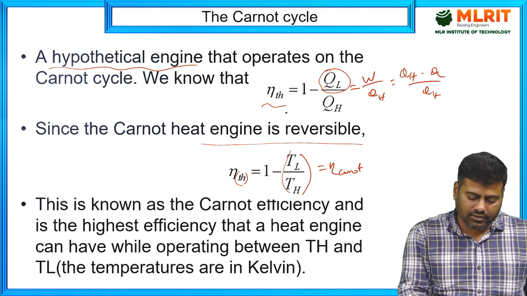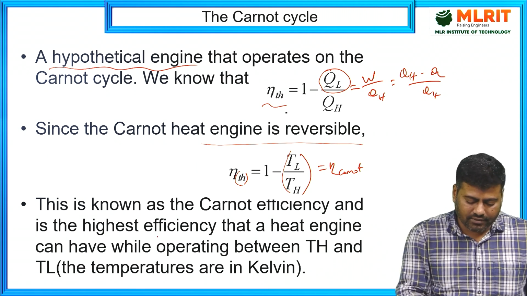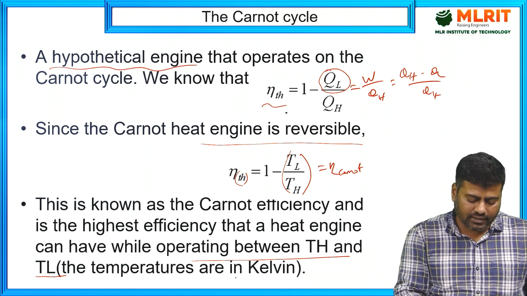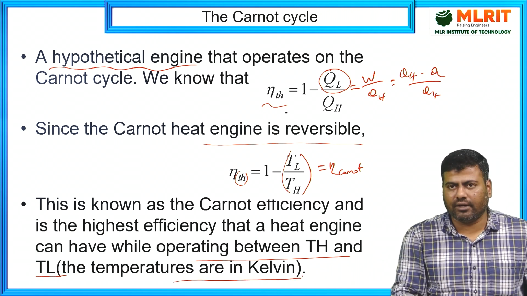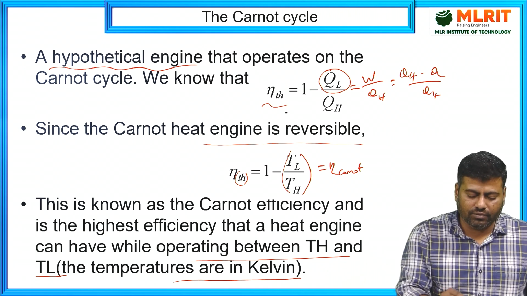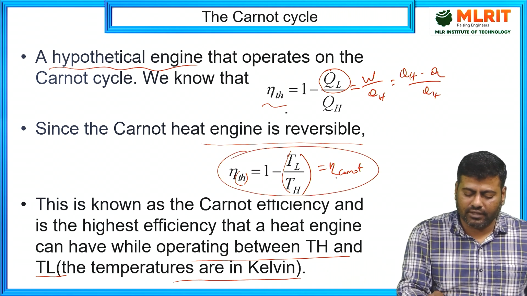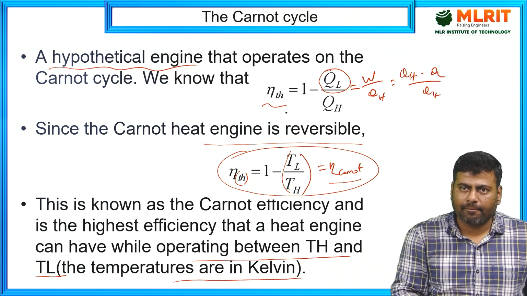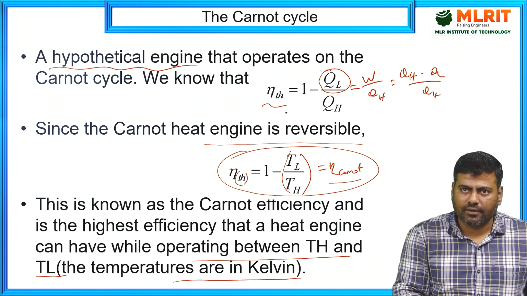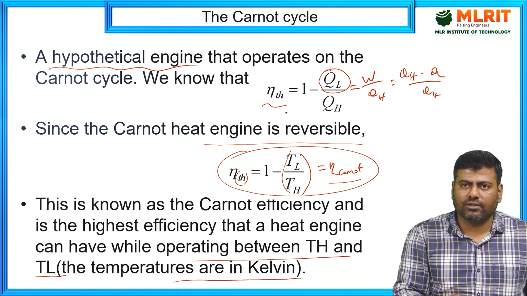This is known as the Carnot efficiency, and it is the highest efficiency that a heat engine can have while operating between TH and TL, right? This TH and TL must be in absolute Kelvin. So this is how we calculate the performance parameter. The Carnot efficiency I got is equal to 1 minus TL by TH. Now what about the actual efficiency?